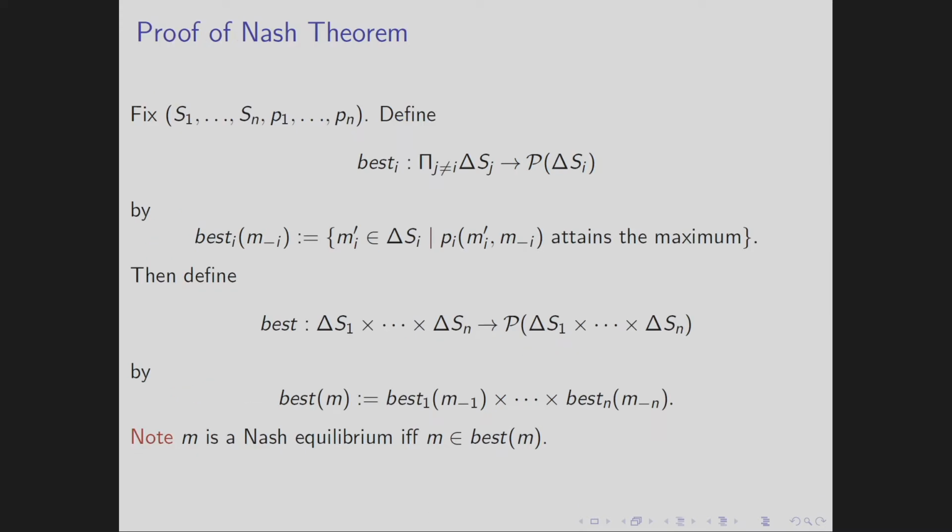And as stated in the last line here, a fixed point, so an element which is in the image of this function best m, if it happens to be the case, then it is a Nash equilibrium. So by the Kakutani theorem, such fixed points exist. Conclusion: the Nash equilibrium exists. End of the proof. Now, if you are interested, then here is the original paper of Nash.